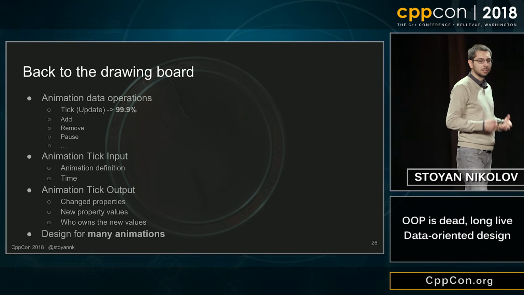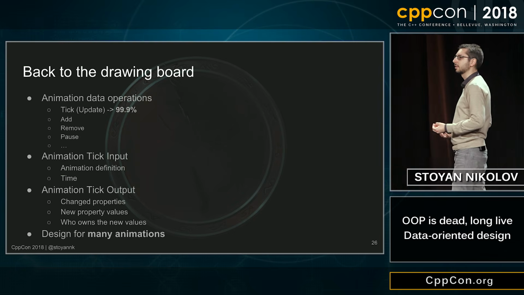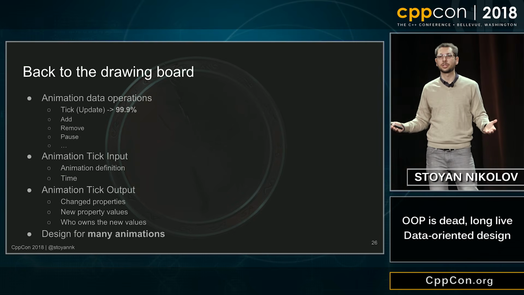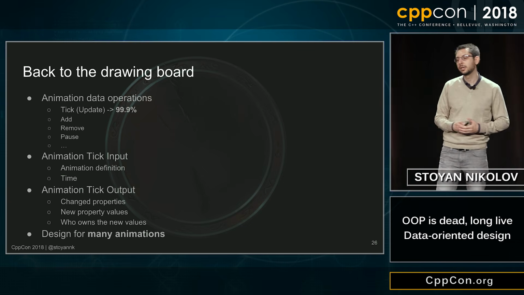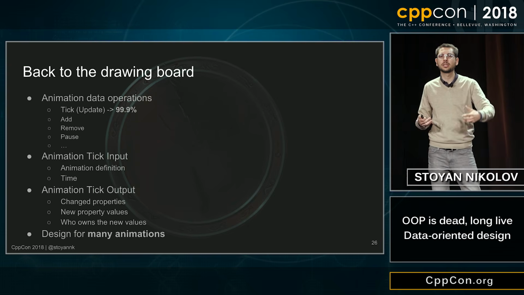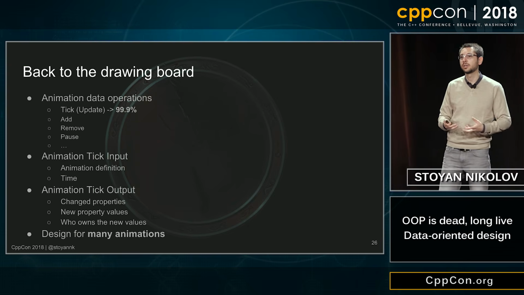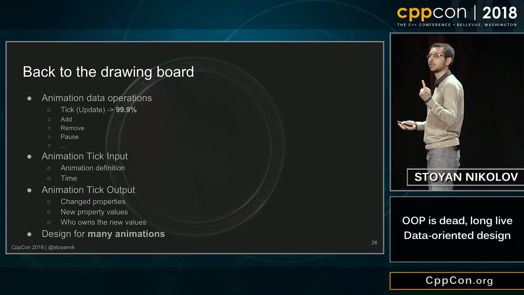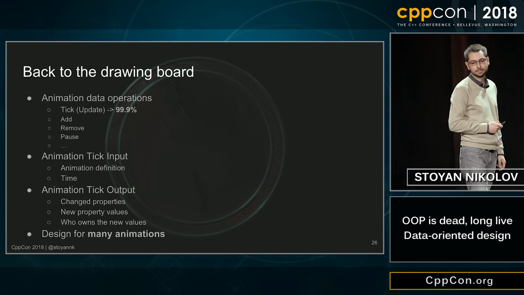And again, as a cornerstone of data-oriented design, we will work on this system like there are many animations. With object-oriented programming and the thing that we saw earlier, it works as if there is just one animation. So you call update on the animation, it does what it does. But this is not what's actually happening. You don't have one animation. You have dozens, hundreds, even thousands.